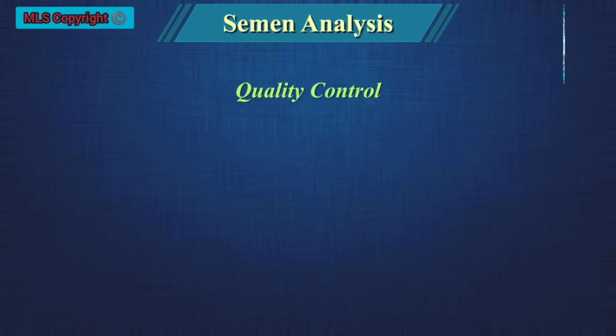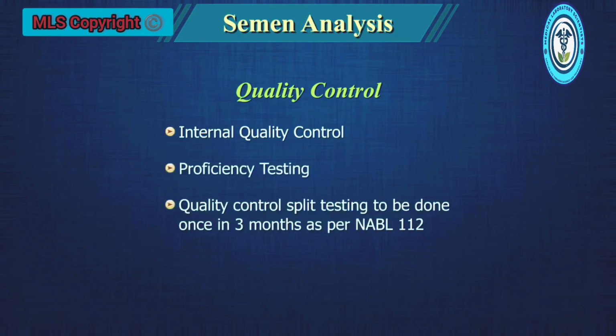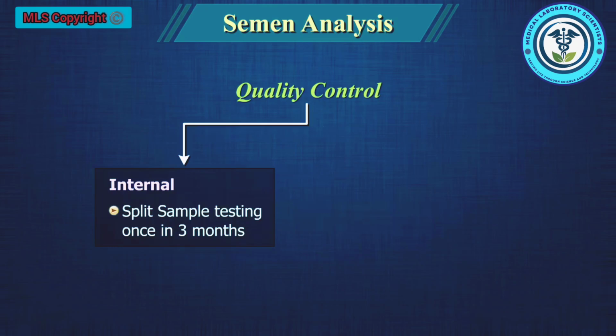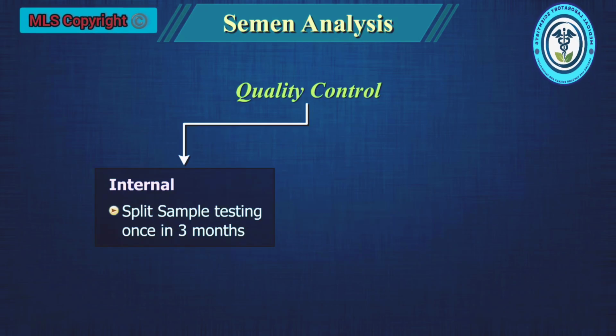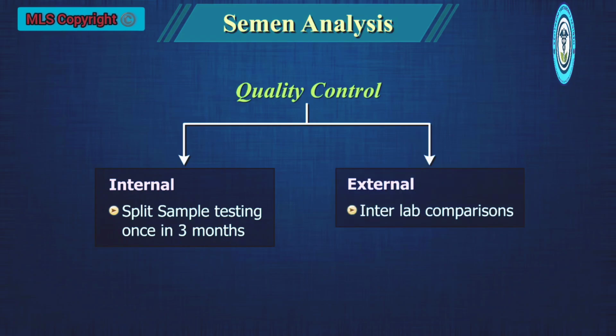Quality control includes internal quality control, which uses proficiency testing, that is, split sample testing, which should be done regularly by two technicians on the same sample. External quality control should be carried out quarterly by inter-lab comparisons.